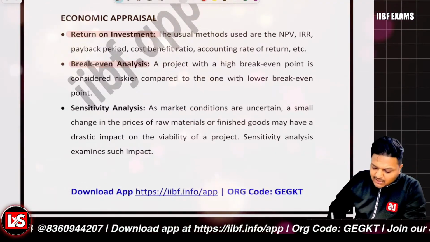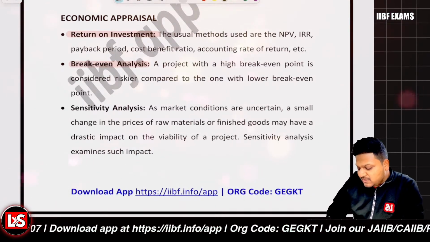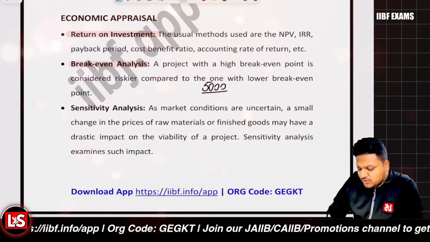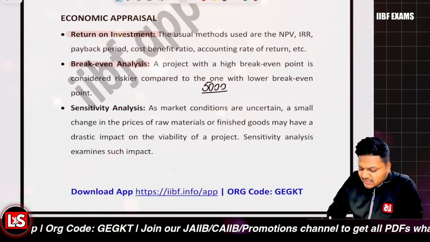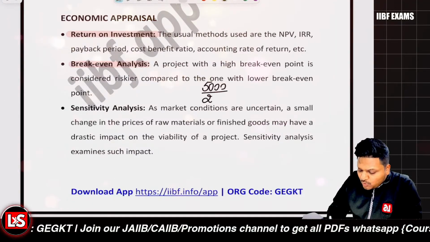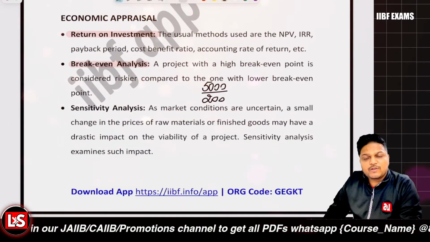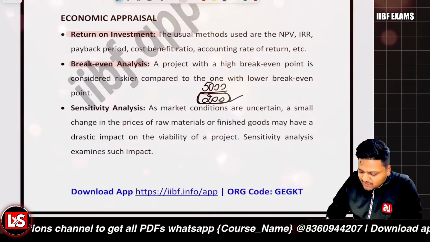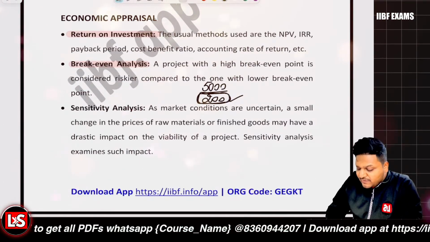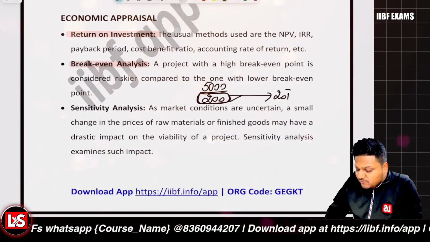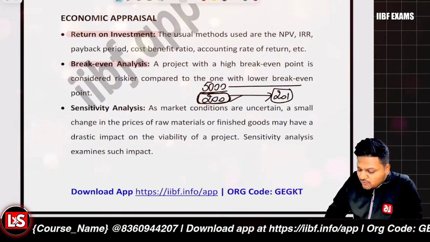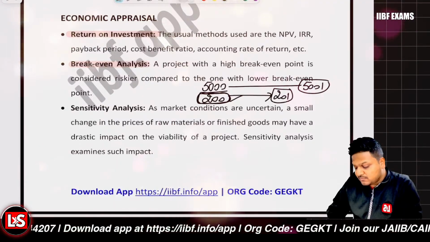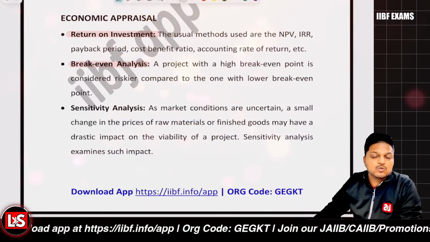So what does it indicate? It indicates, let's say, if we sell 5,000 units, then you'll be at a no profit no loss situation. In another scenario, we are saying that if we sell, let's say, 200 units, we'll be at no profit no loss. Definitely this one is a much better position, because when we sell the 201st product, we'll be making a profit. But in the other scenario, it is only when we sell the 5,001st product that there will be a profit, right? So these are the different aspects that are to be looked into.